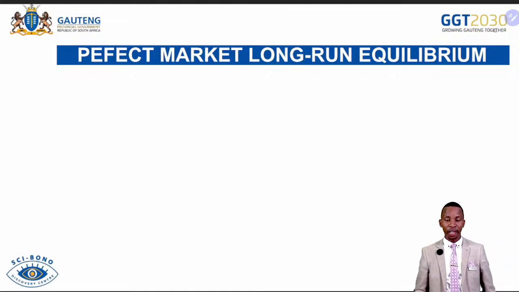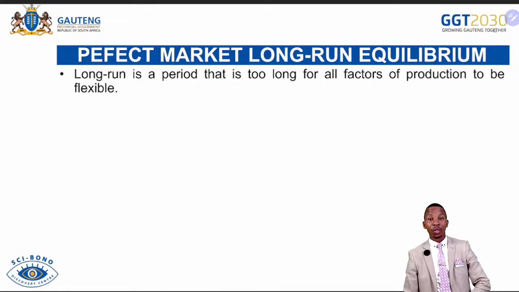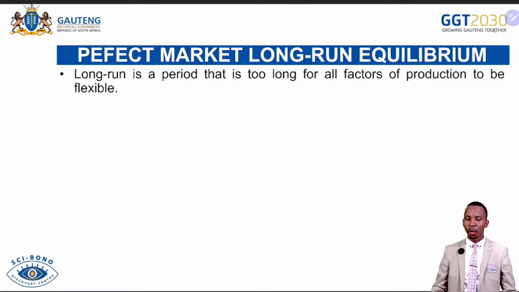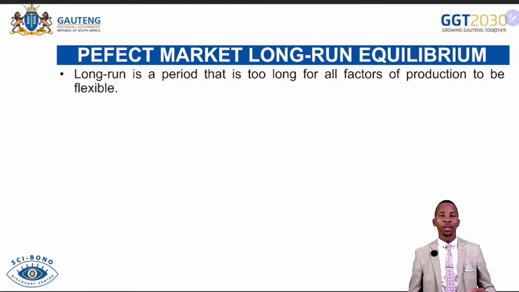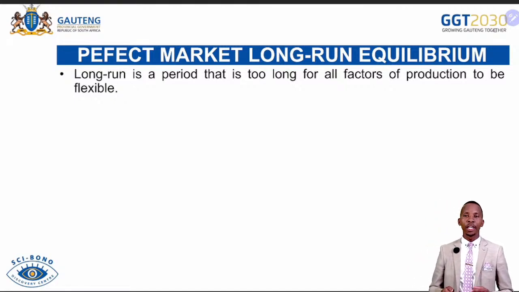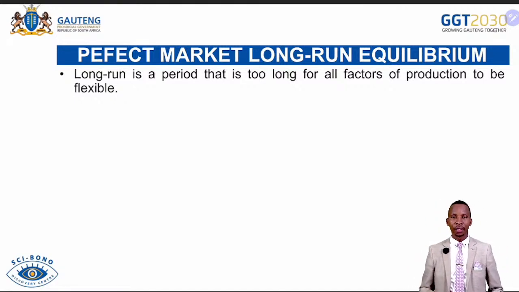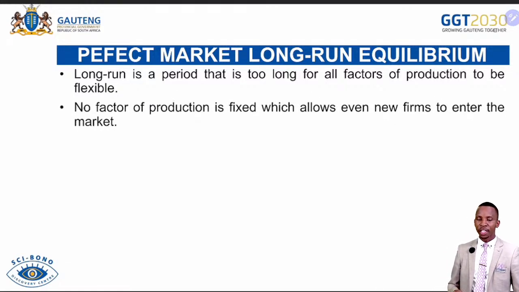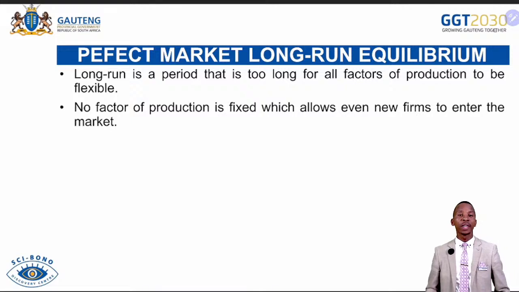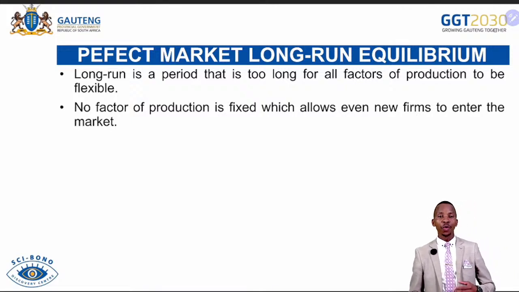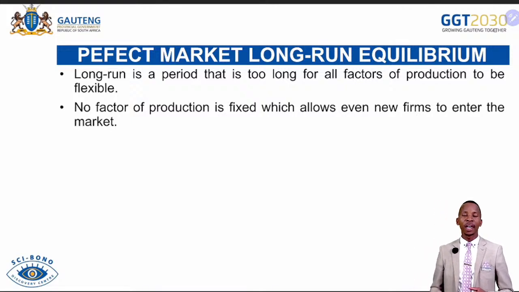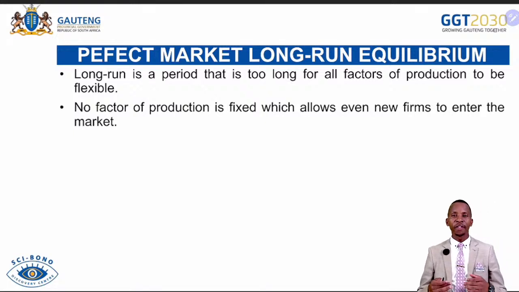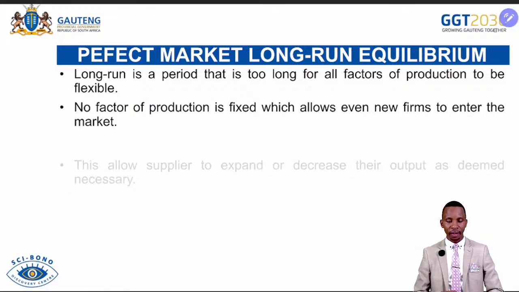So the perfect market, long run equilibrium. As we know, a long run is a period that is long enough for all factors of production to be flexible. In the long run, all inputs are flexible, they can change. None of them is fixed, which allows even new firms to enter the market. Remember, under perfect market, the entry is free. So in the long run, it is easy for new firms to enter the market.